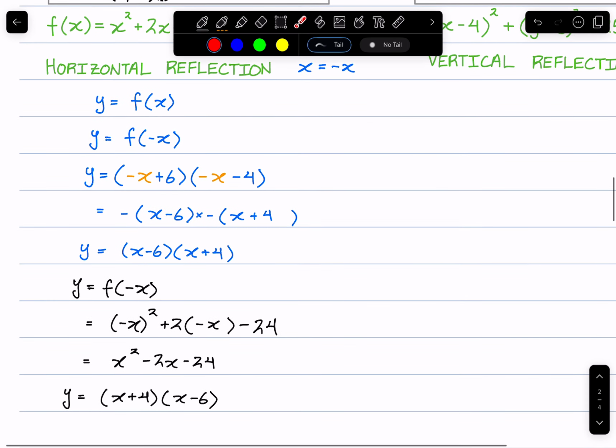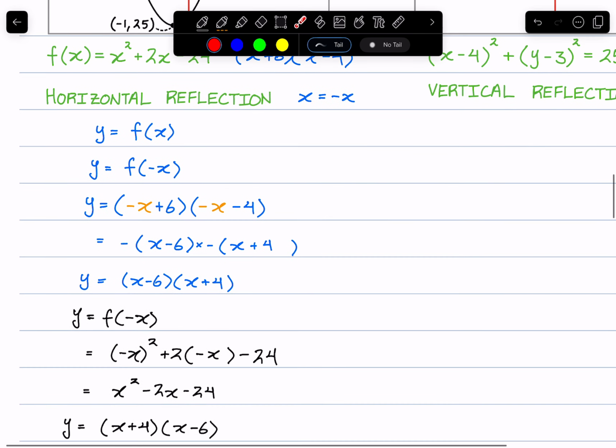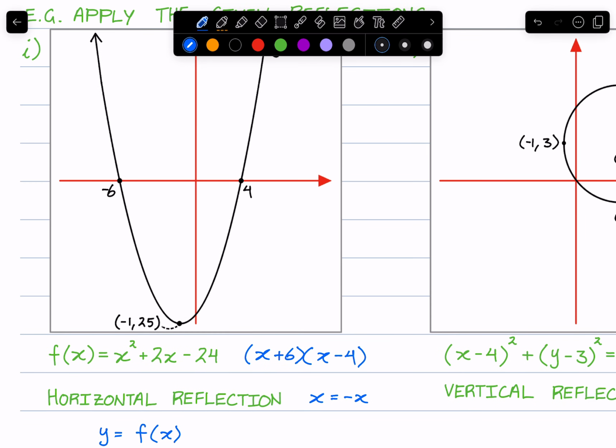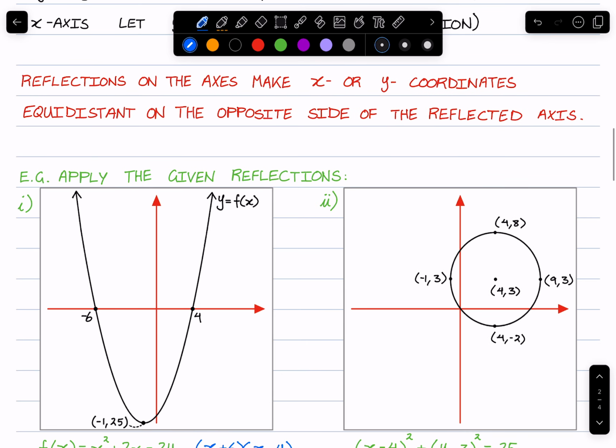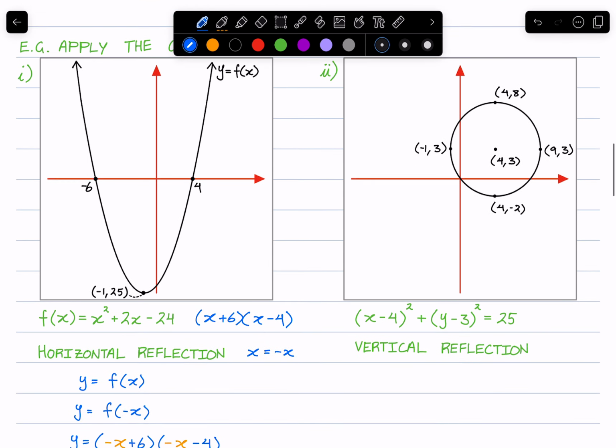So either working in the factored form or in the original expanded form of this expression, you would still get the same final transformed function. And so now applying this graphically, going back to this, reflections on the axes make the x or y coordinates equidistant on the opposite side of the reflected axis. Since we are reflecting on the y-axis, negative 6 becomes positive 6. And negative 4 reflected on the y-axis becomes negative 4.